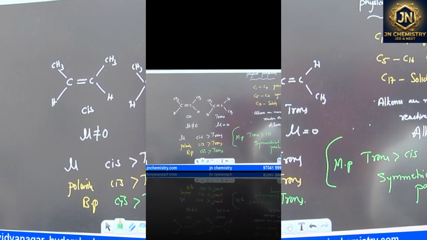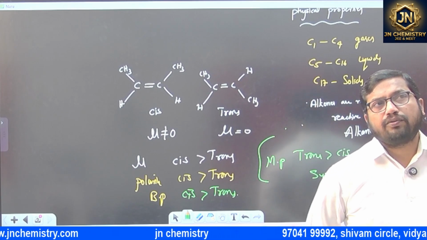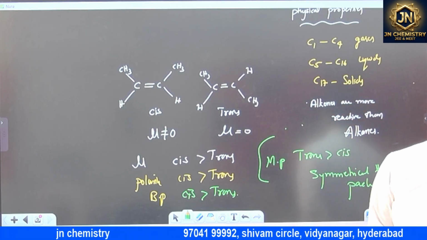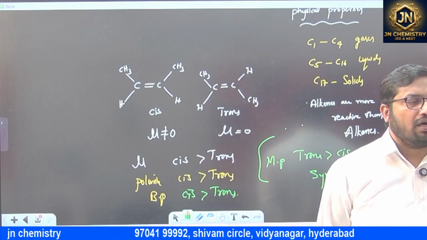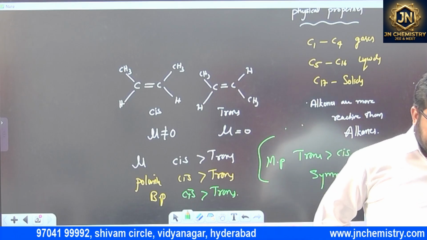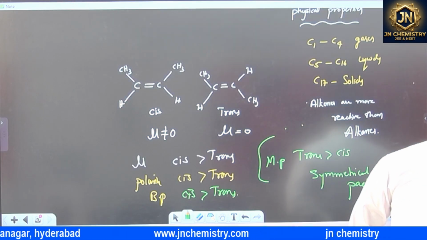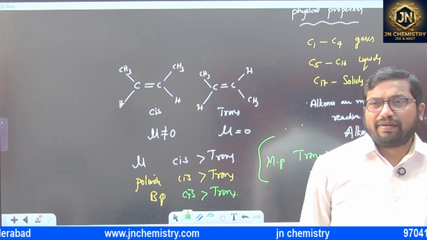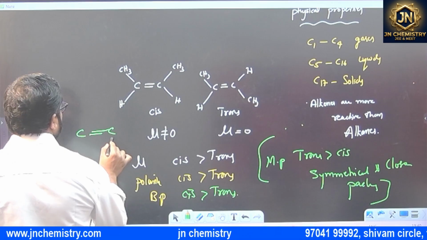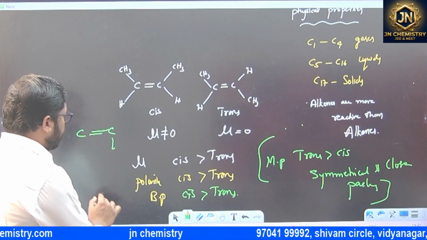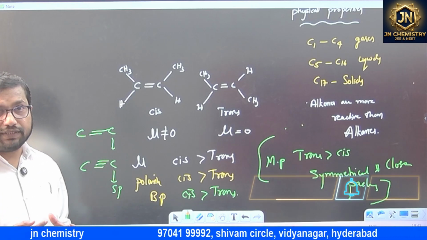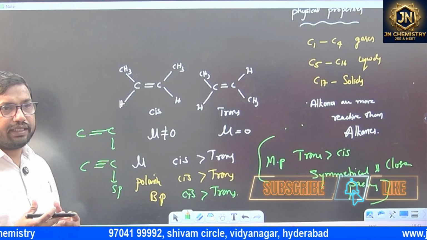Actually, alkanes are non-polar, but alkenes and alkynes are slightly polar. Write it down. Alkanes are non-polar, but alkenes and alkynes are slightly polar because of electronegativity difference. In case of alkenes, the carbon is sp2 carbon, right? And in case of alkynes, sp carbon. So the percentage of s character increases, electronegativity increases, slightly polar.